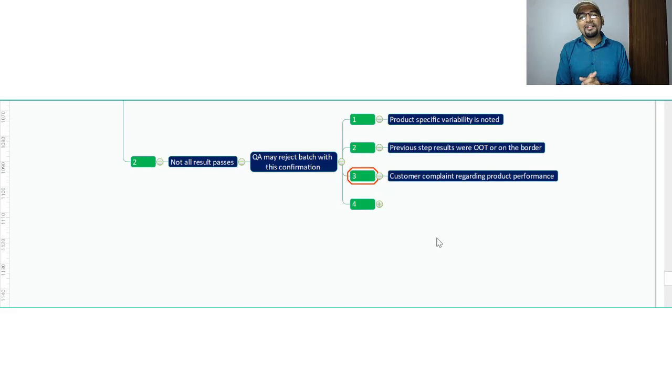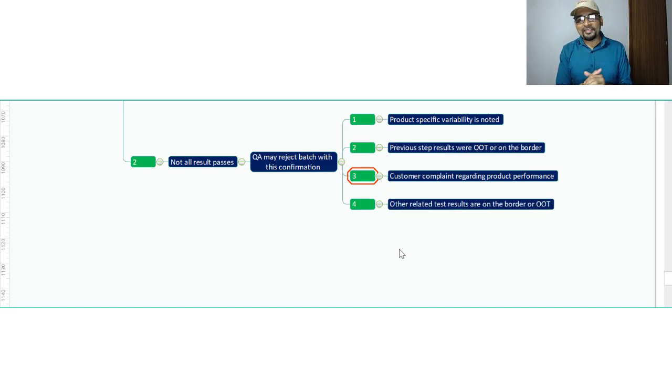Customer complaint regarding product performance. Do you have the customer complaint history for this product? And if you have some history which talks about, yes, these customer complaints relate to probably the dissolution failure, and as the dissolution has failed in this batch, there is a risk in going ahead with the release of this batch, and you can decide on the rejection of the batch based on this very important point.